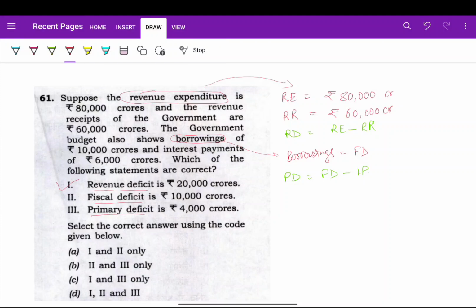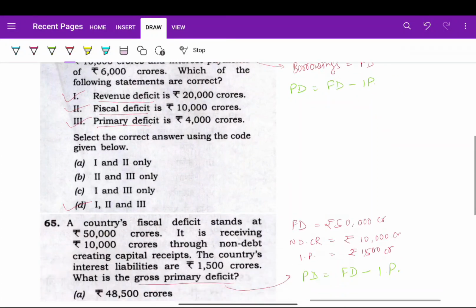Next is fiscal deficit, which is nothing but the borrowings that the government has to make, and so the second statement seems to be correct. And the primary deficit is nothing but fiscal deficit minus interest payment that the government has to make on the previous debt it has taken. And so we have fiscal deficit of 10,000 crores minus interest payments of 6,000 crores, that comes out to be 4,000 crores. And so this seems to be correct also. So the answer is D, 1, 2 and 3.